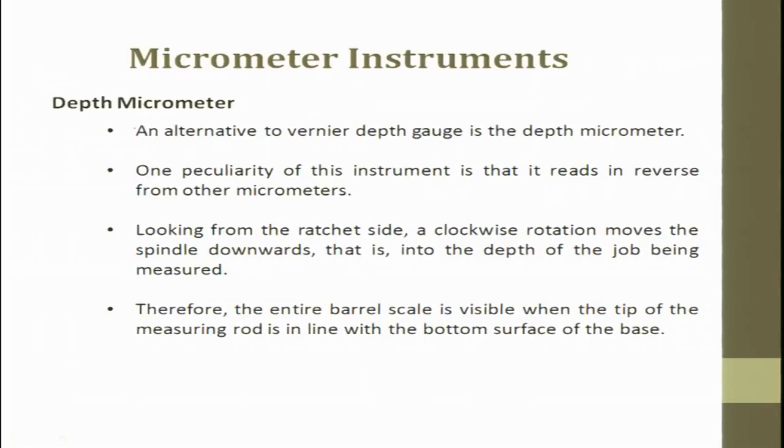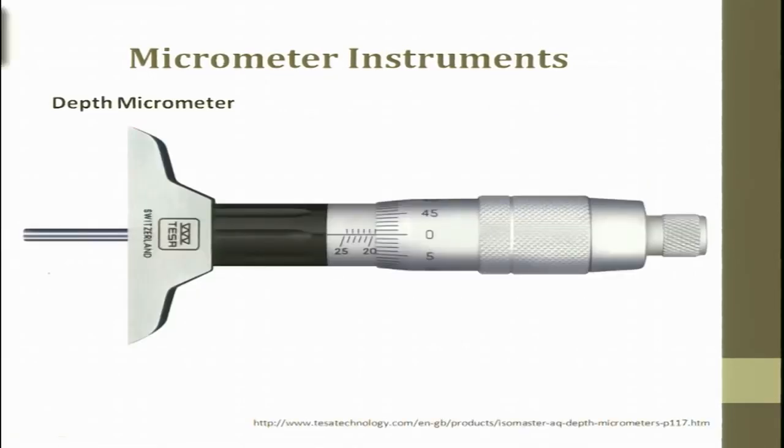The depth micrometer we have already seen. This is the depth micrometer. Again the same, with a thimble. You have a main scale reading and you have a vernier.